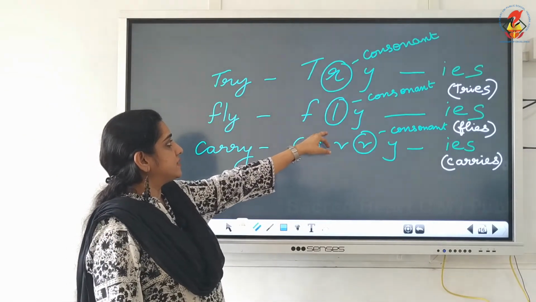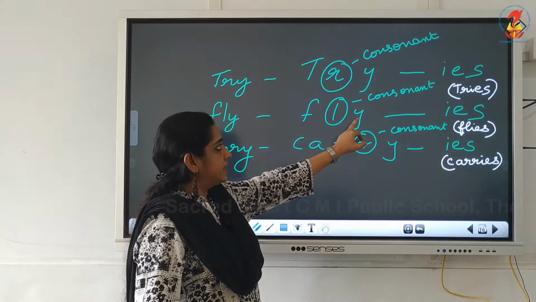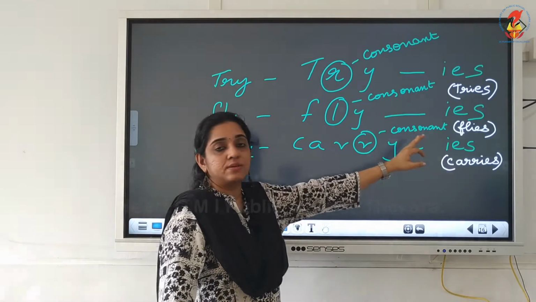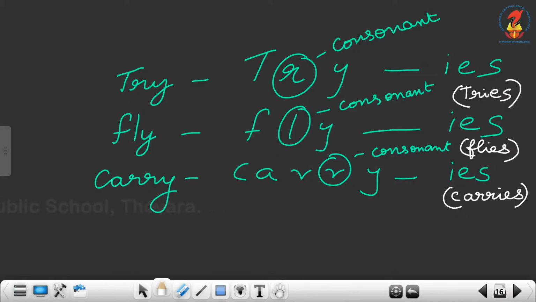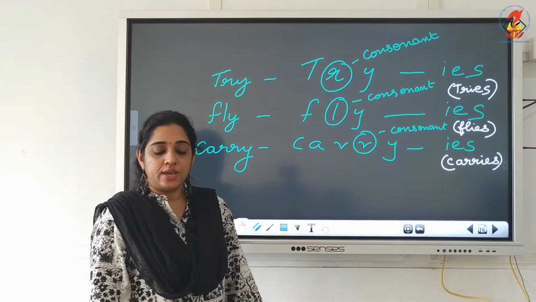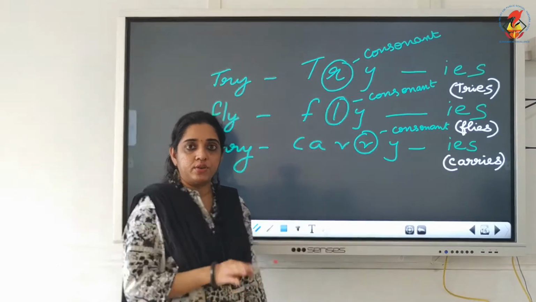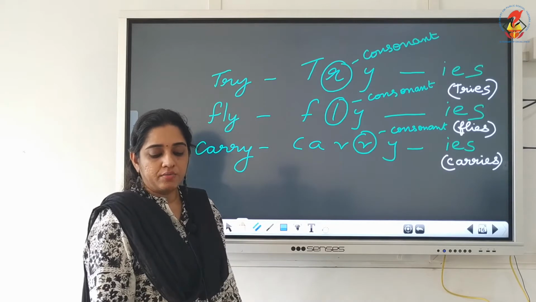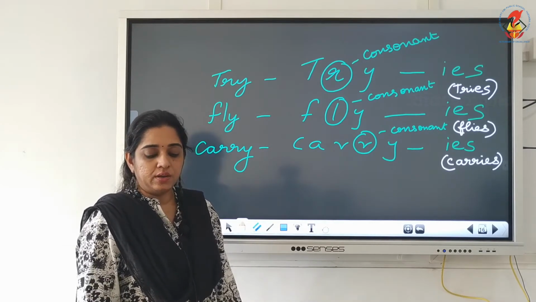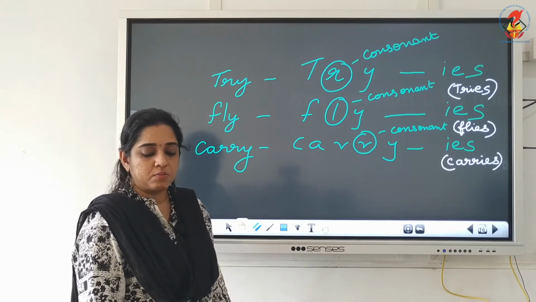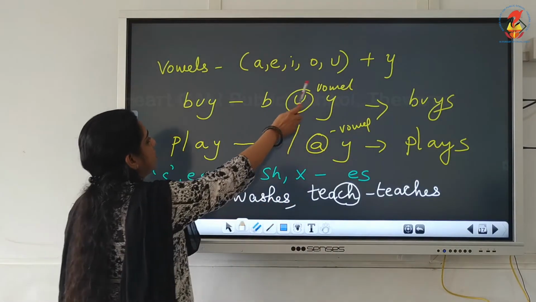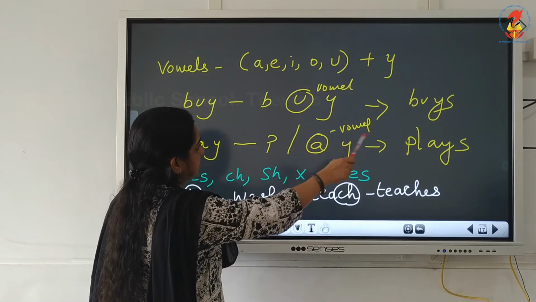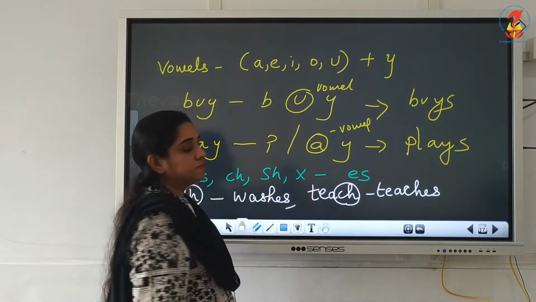Fly, fly. This is also a consonant. L sound is a consonant, and it is ending with a y. So how do you turn it to simple present? By adding ies. Flies. Then carry. R is a consonant plus y is the last letter. So how will you change it to simple present? You have to add ies. Carries. Okay, this is something which you already know without even knowing the rules, is it? Then buy. How can you make it simple present tense? Buy plus s, buys. There you see u is a vowel, is it? U is a vowel, so you can just add s, buys. Play, a is a vowel, so you can add s, plays.